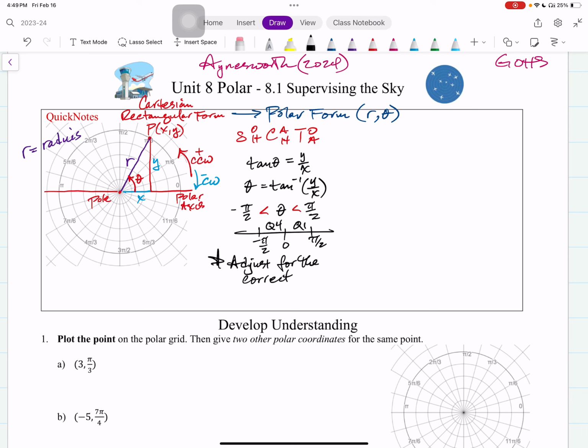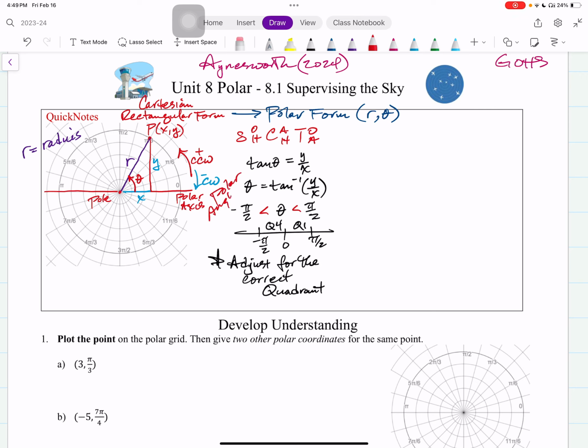Because if the ratio y to x is positive, it'll give you a quadrant 1 answer. But let's say the point is in quadrant 3, you're going to have to add pi. So we're going to have to adjust for the correct quadrant to get the correct angle. You'll see me do that. Okay, so that's how you find the polar angle. So theta is the polar angle here.